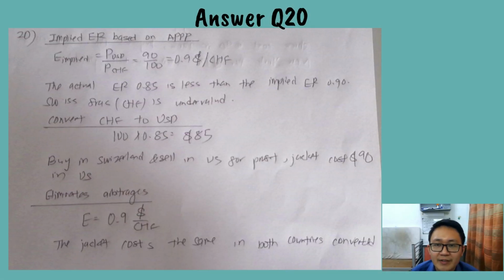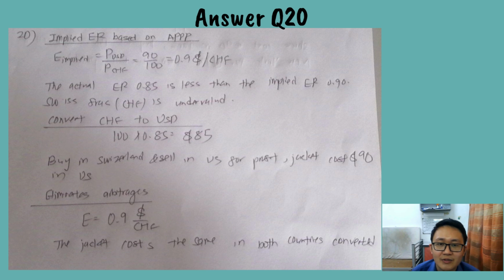First, we have to find the implied exchange rate based on the APPP, which is 90 divided by 100, equal to 0.9. The actual exchange rate of 0.85 is less than the implied exchange rate of 0.9, so the Swiss currency is undervalued. First, we convert the Swiss currency into US dollars, which equals $85. So the jacket is much cheaper in Switzerland, costing only $85.